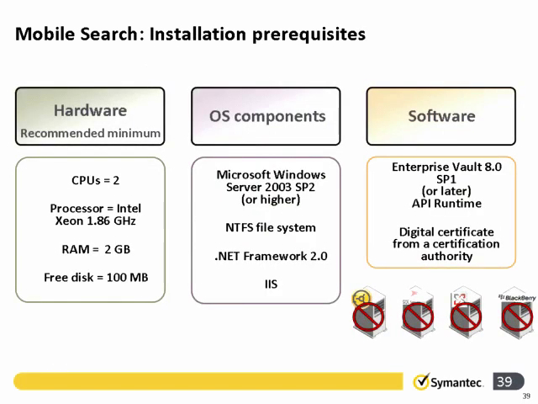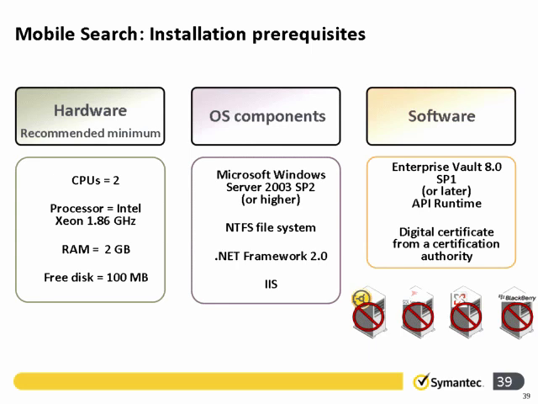The installation prerequisites, again, show you the recommended hardware minimums. It also shows you the operating system that we require on the mobile search server, and the software that needs to be installed. And one of the things, since we are going to be using Secure Sockets Layer as part of the process, you need to have a digital certificate from a certificate authority.